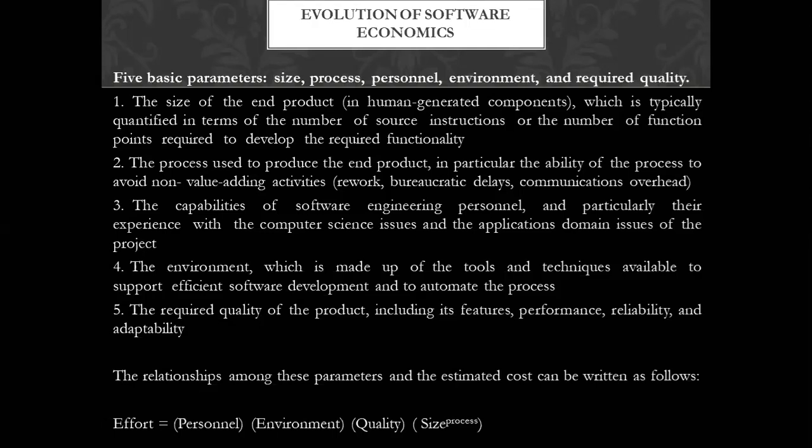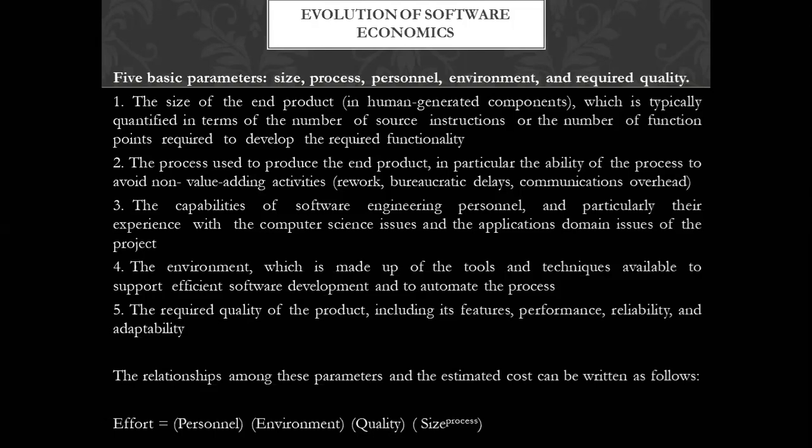Environment, which is made up of tools and techniques available to support efficient software development and to automate the process. So on the basis of this also, environment. So these are some of the factors you can say. If you have studied that COCOMO model properly, now you could have related this very efficiently. But okay, not a problem. I'll make you understand this COCOMO model also. You will see.